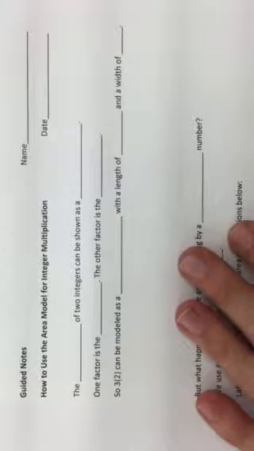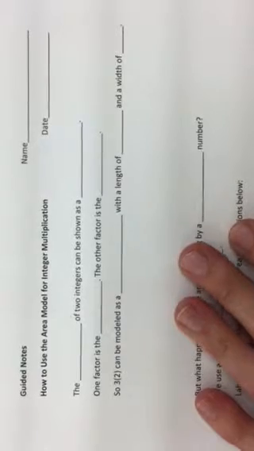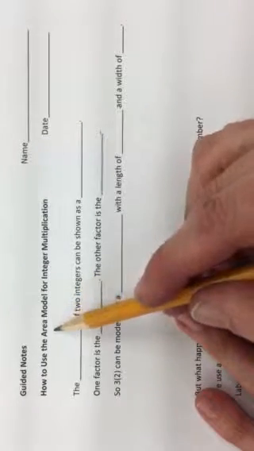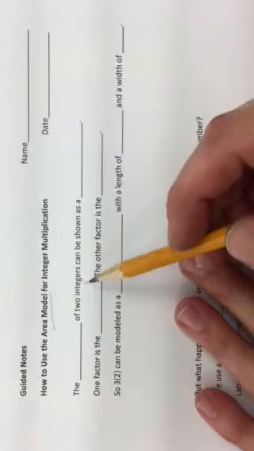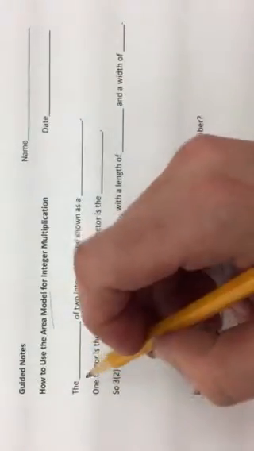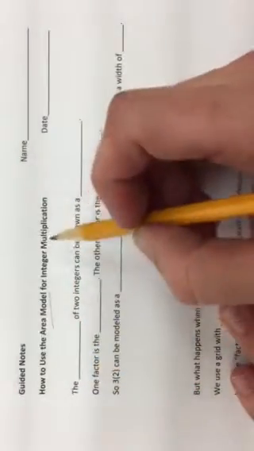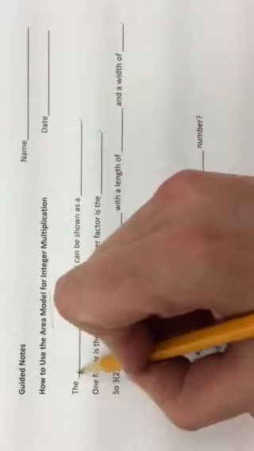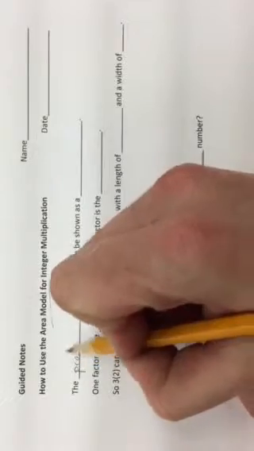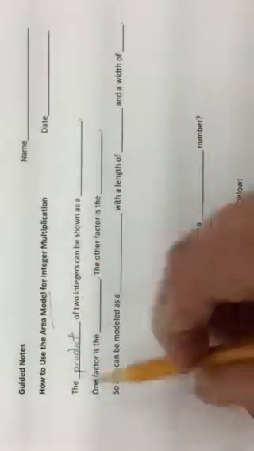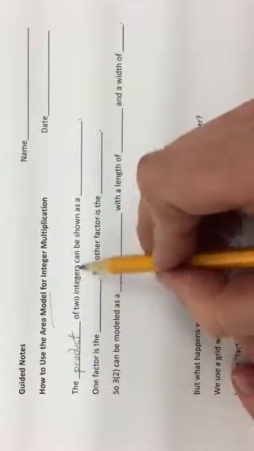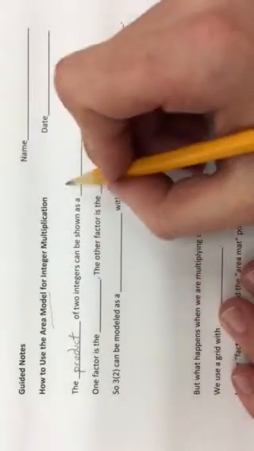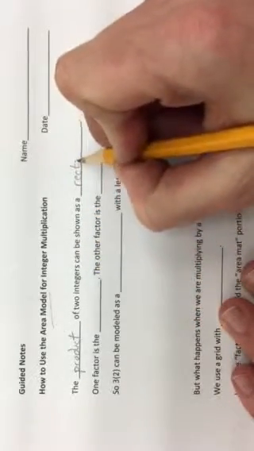So today we're going to talk about how to use the area model for integer multiplication. So you already did modeling by grouping, but now we're going to be using an area model. So the first thing is you have to remember that when you're multiplying two numbers or multiplying any amount of numbers, the number you get is called a product. So the product of any two integers can be shown as a rectangle.